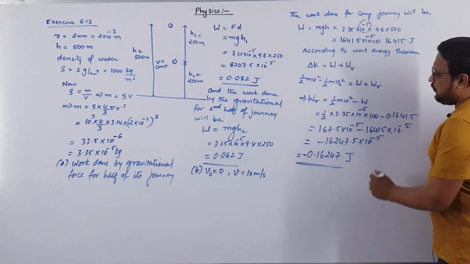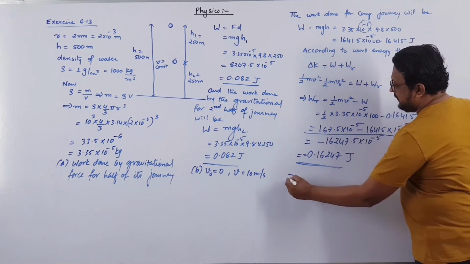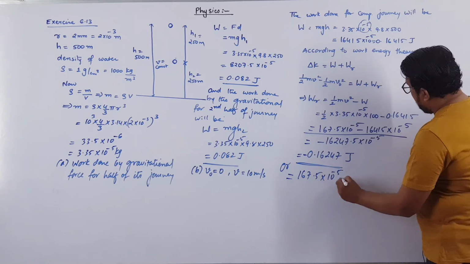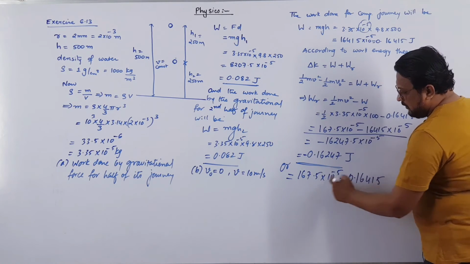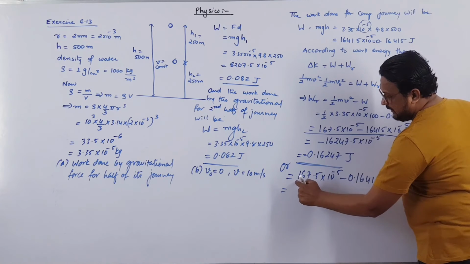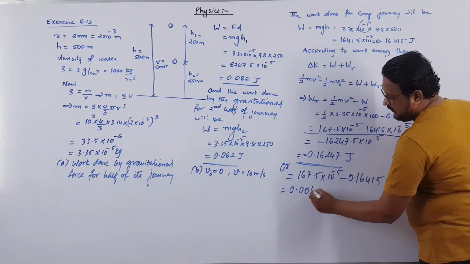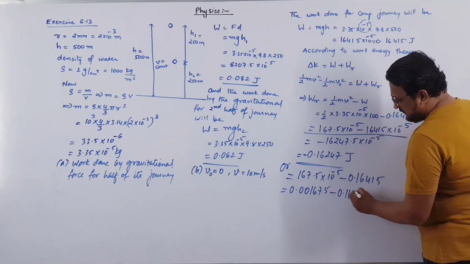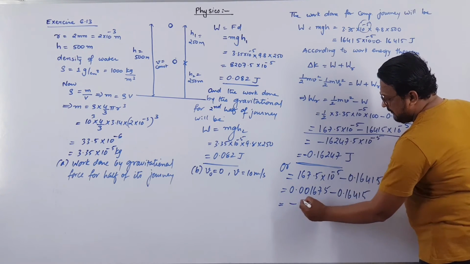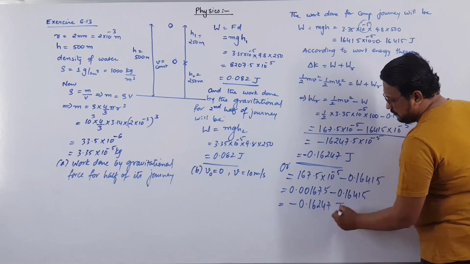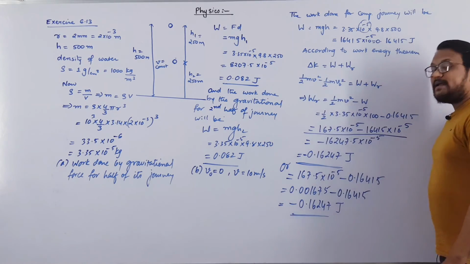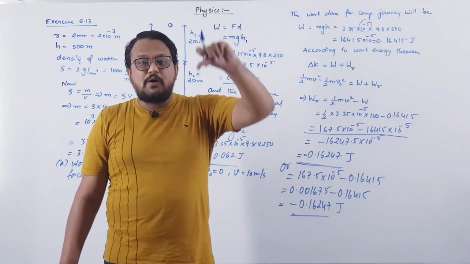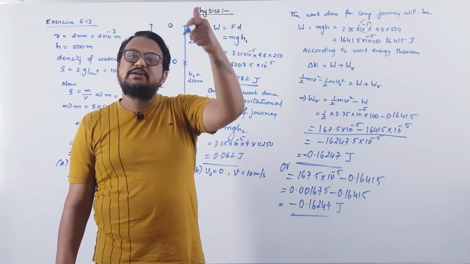If you want to do it directly, from this step you can solve it like 167.5 into 10 to the power minus 5 minus 0.16415. So shift 5 points, 1, 2, 3, then 0.001675, minus 0.16415. So if you simplify this, this will be minus 0.16247 joule. We get the same answer. And here the negative sign indicates that the force and displacement are in opposite directions. The drop is falling in the downward direction and the resistive force acting on it is in the upward direction. Clear?